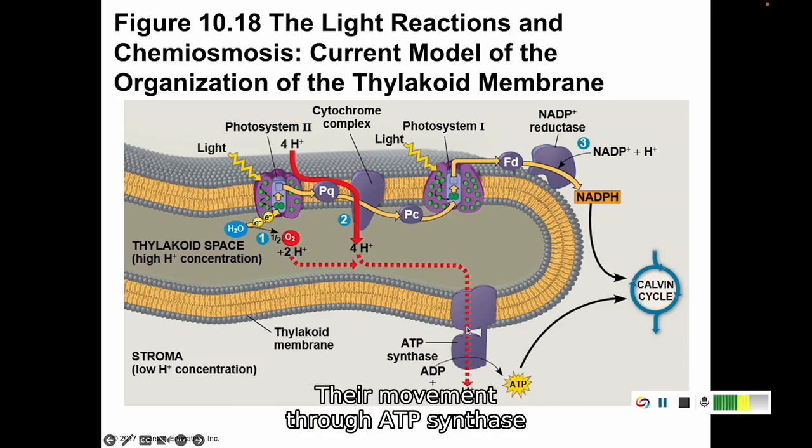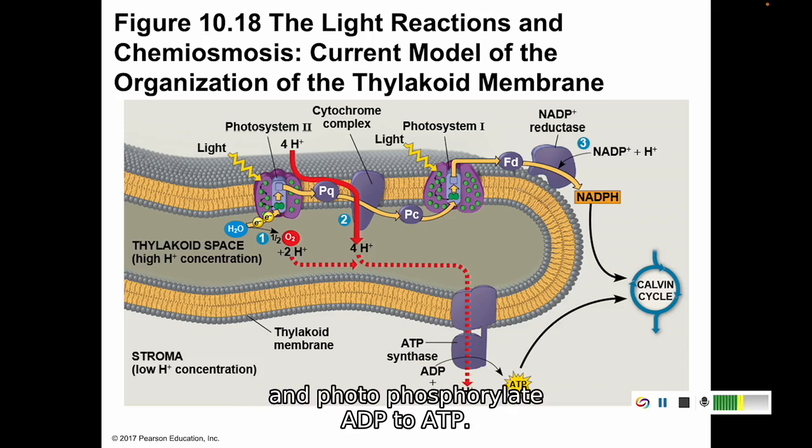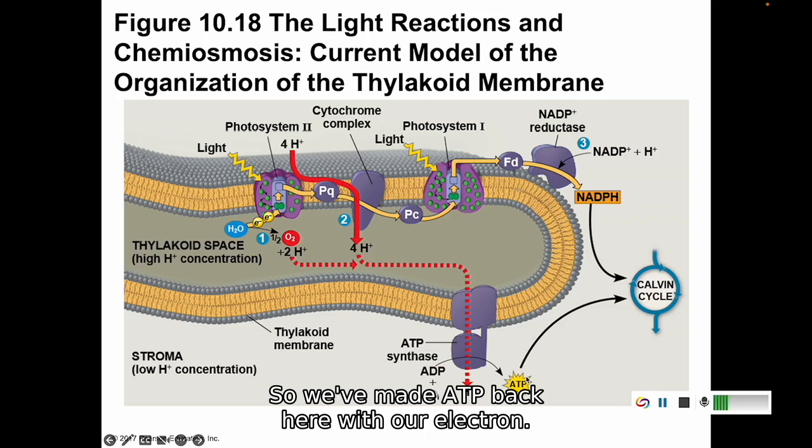Their movement through ATP synthase triggers ATP synthase to spin around and photophosphorylate ADP to ATP. So we've made ATP.